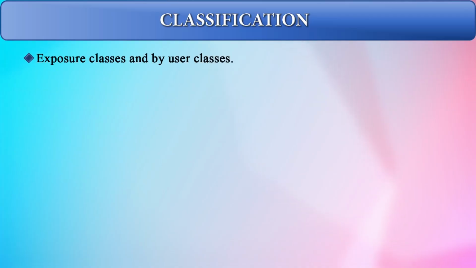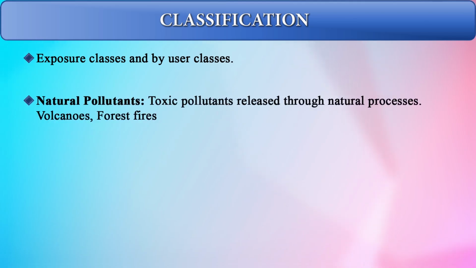When we talk about classification, we can have exposure classes and user classes. For example, there are natural pollutants and anthropogenic pollutants. The toxic pollutants which are released through natural processes come under the classification of natural pollutants. For example, volcanic eruptions release a lot of particulate matter and gaseous emissions. In the same way, forest fires are pollutants of natural origin.